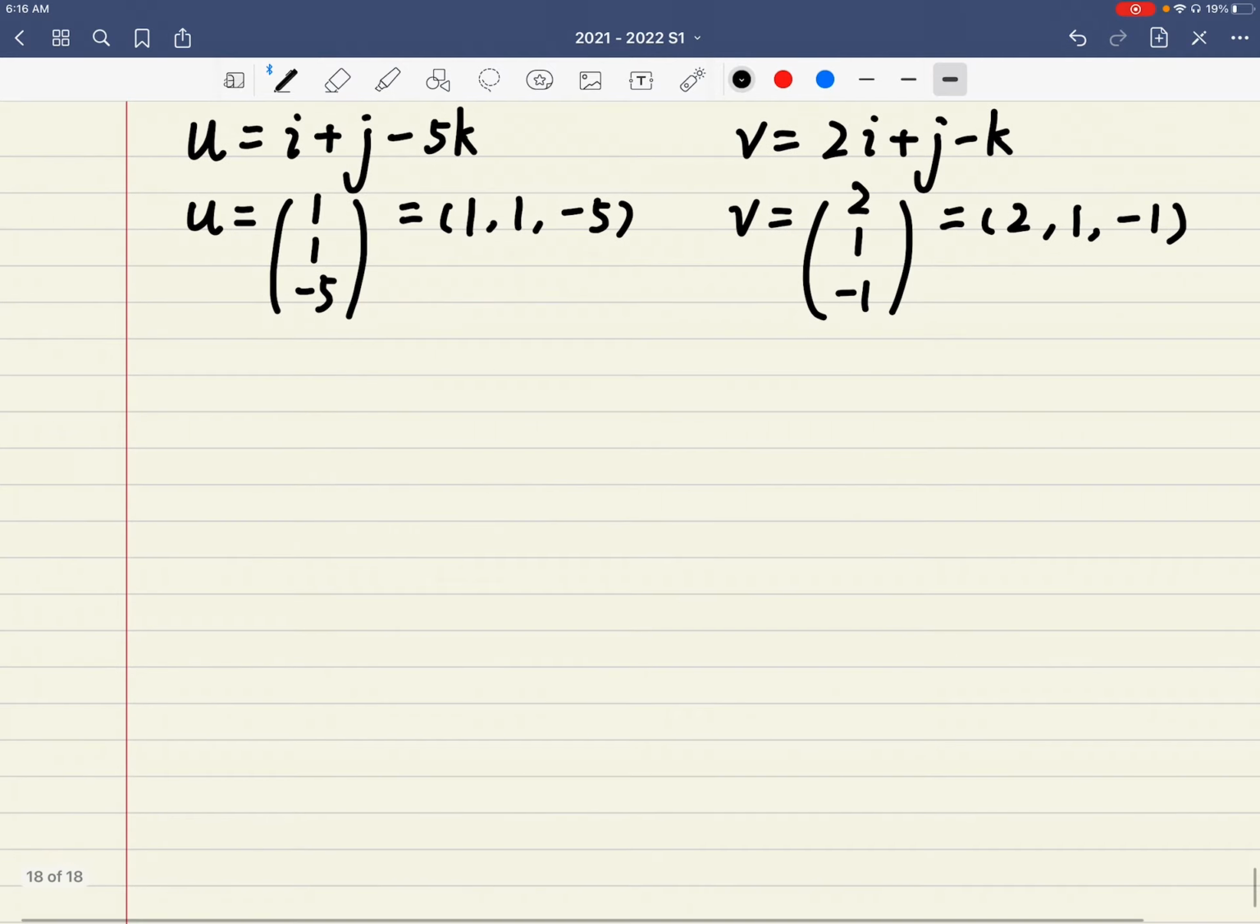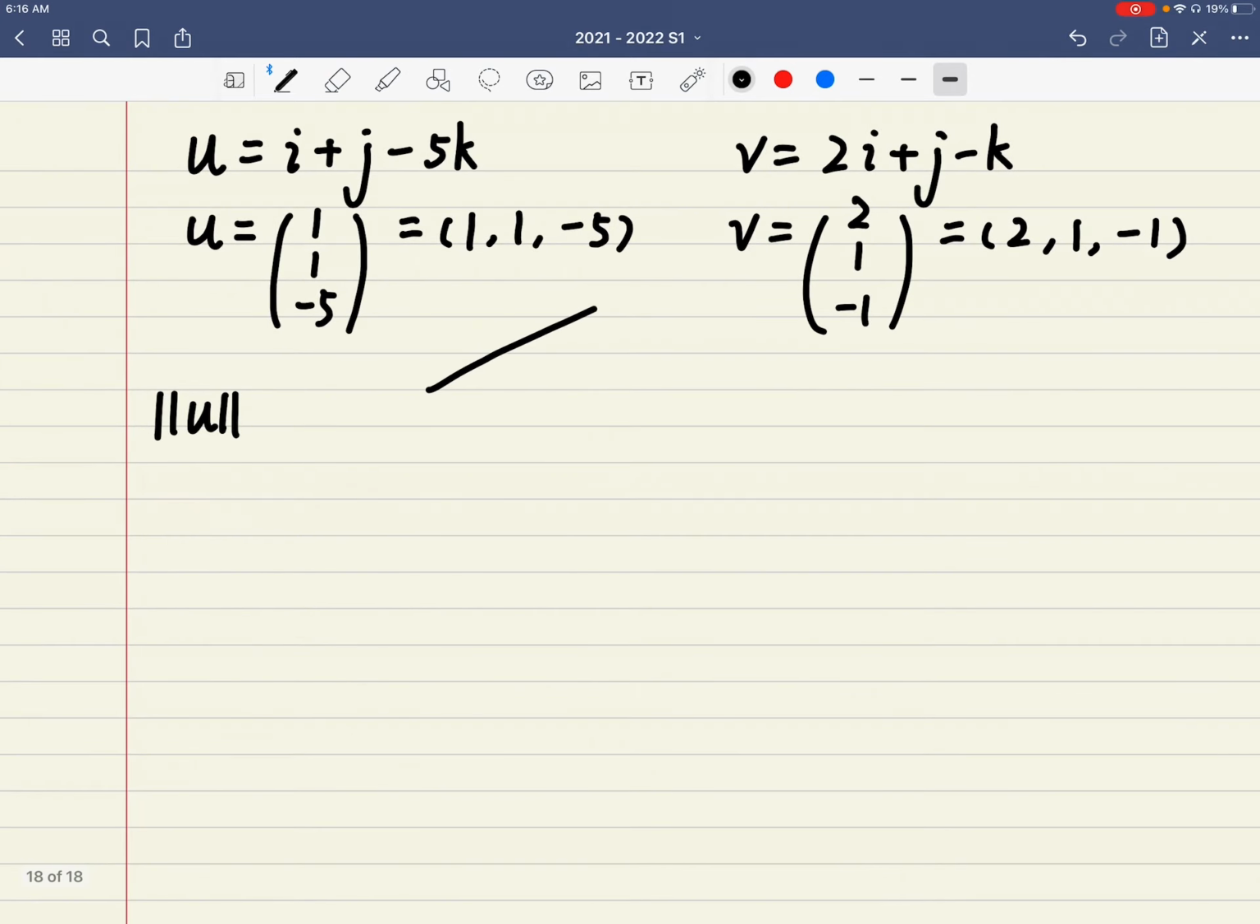Okay. First, find the length. Because we know a vector is a line with a direction. In this case, because we have three components, it is a three-dimensional vector. So the length is just the length of the line, or it's called the magnitude of the line.